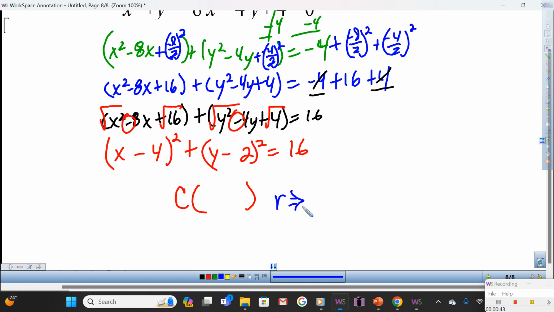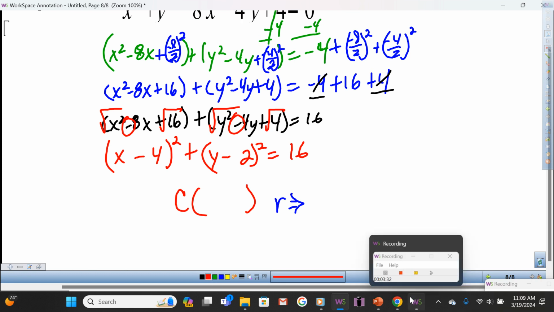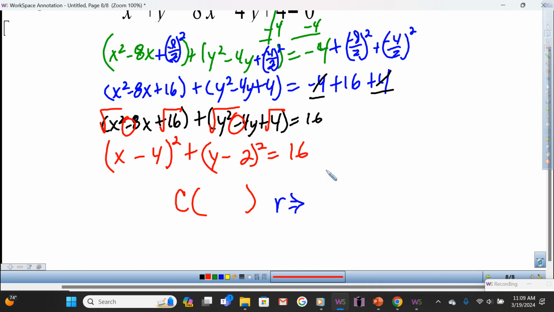What is the center and what is the radius? Jacob, go. 4, 2, that is correct. 4, 2. And what is the radius? 4. That is correct. Square root of 16 is 4.